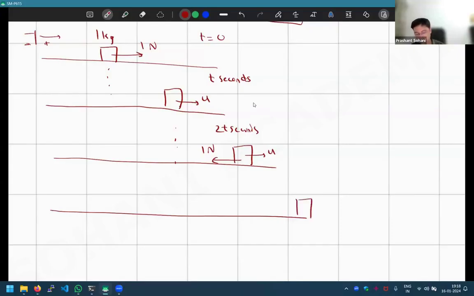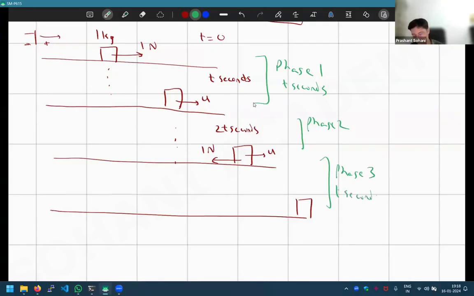If you think about this picture, the first part we can call phase one. Phase one is when the object is accelerating with the force of 1 Newton, which lasts for t seconds. The middle phase is phase two, where there is no acceleration, and phase three is when the object decelerates back. If the same force is applied once in the right direction and once in the left direction, its effect will cancel out. So if the object started at zero velocity, it will end at zero velocity also.